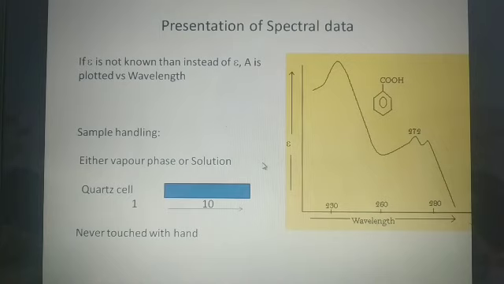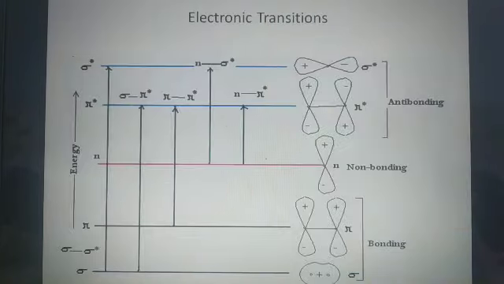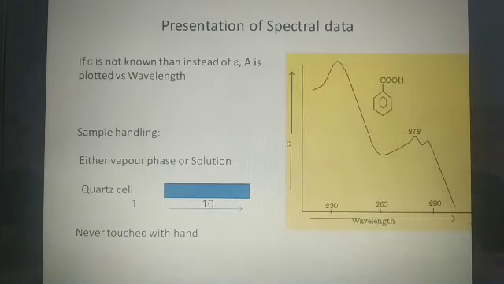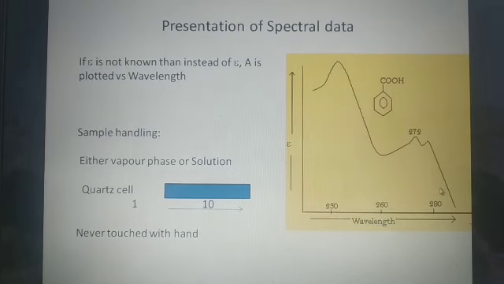If we are not plotting the epsilon value, we can also plot absorbance instead of epsilon. So epsilon can be plotted against the wavelength, or absorbance can be plotted against the wavelength. So that is a UV visible spectrum for benzoic acid.